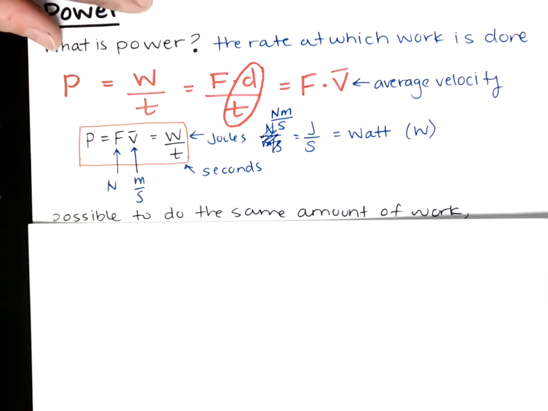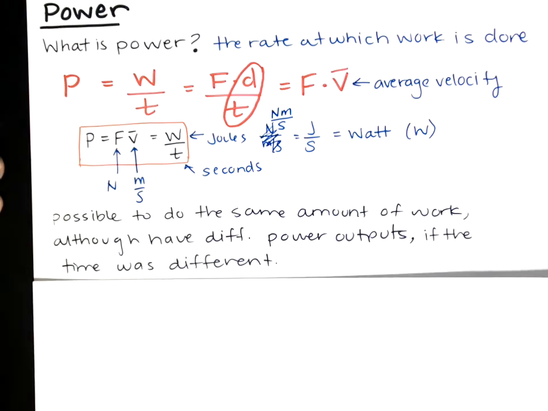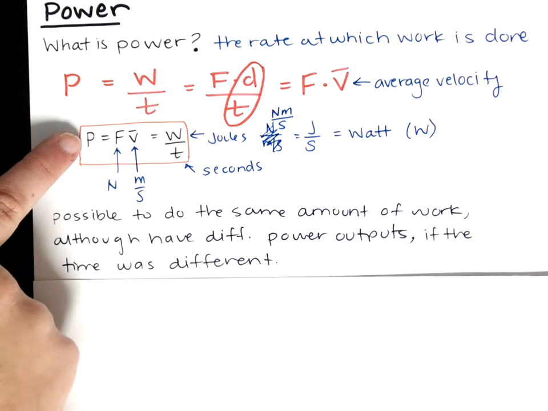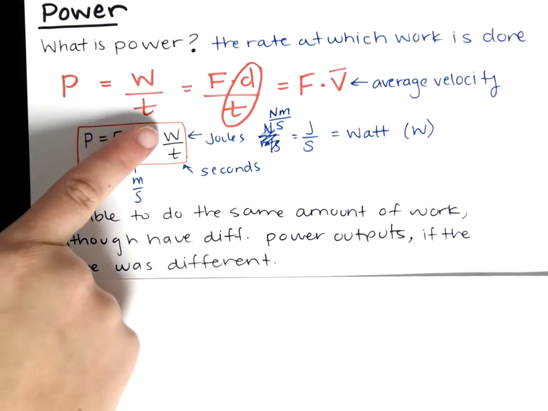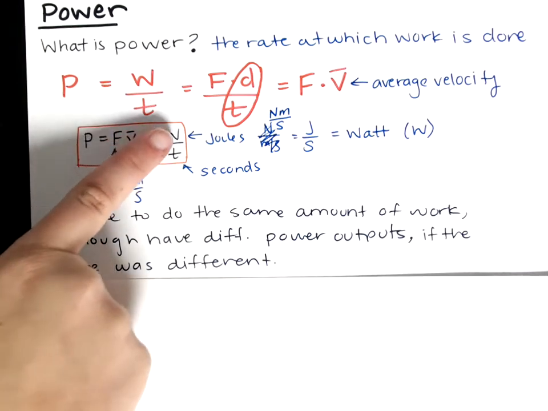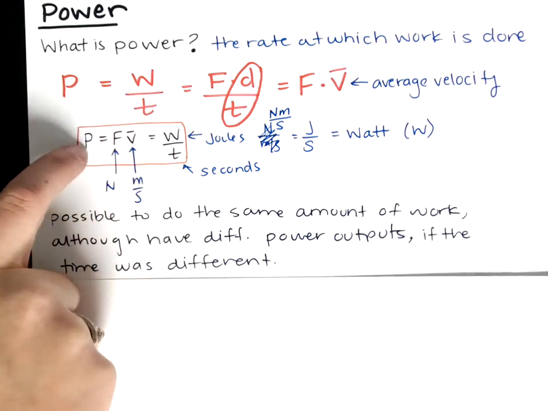One thing you should know is that it is possible to do the same amount of work, although have different power outputs if the time was different. So putting in 100 watts of power would be your output power, but you'd be doing a different amount of work if you have different time. You can see that if you change these two, it's going to alter the power as well.